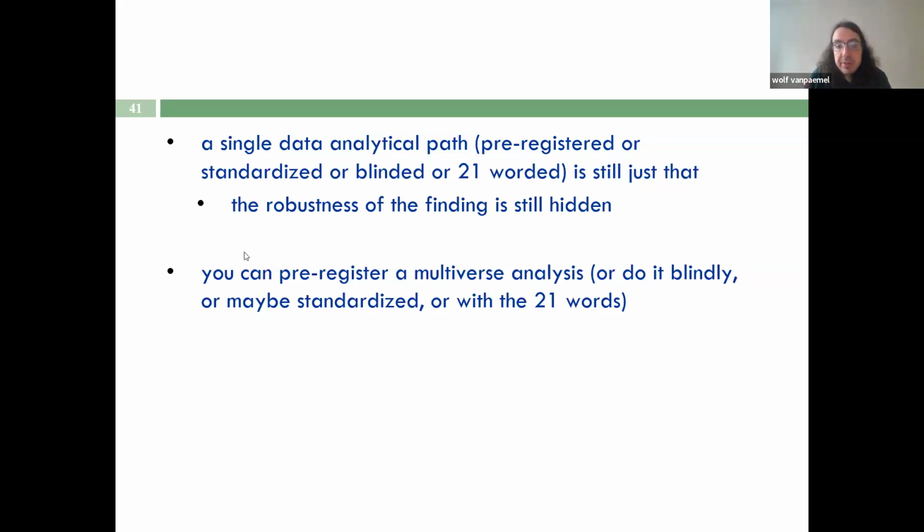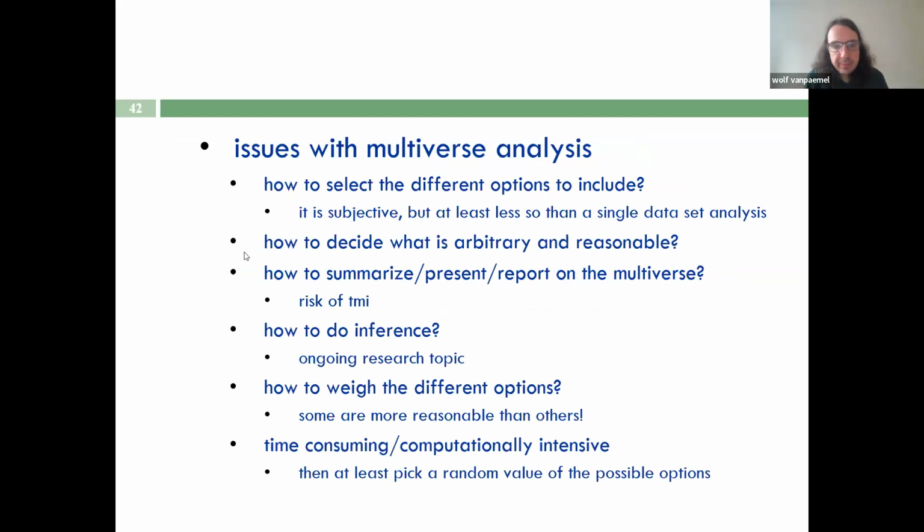You can combine both, or all the approaches together. You can pre-register a multiverse analysis or do it blindly, or maybe standardized or in a many-analysts context, and then you have both: you kill the researcher degrees of freedom, or you freeze them, and you have something to say about the robustness of your finding. It's just an idea we've been pitching, but I'm also not saying it's perfect.